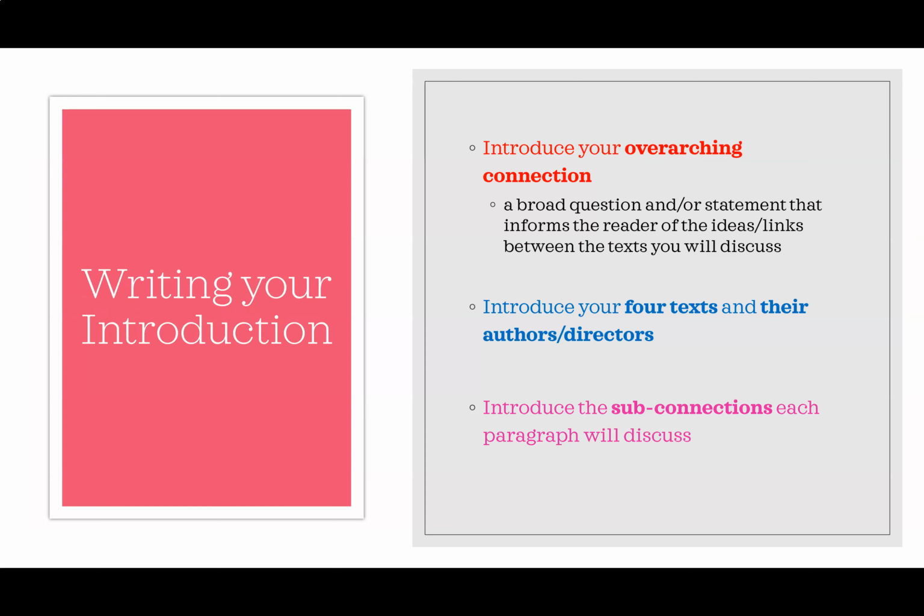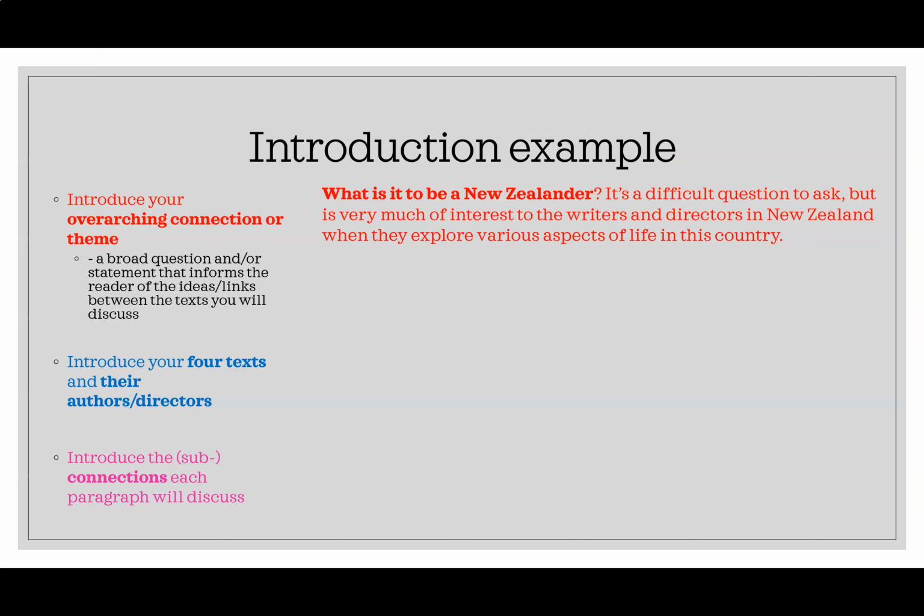Alright, let's have a look at what an introduction would look like. First of all, it's made up of 3 parts. So you'd be introducing your overarching connection, that is the broad question or statement that informs the reader of the ideas or links between the texts that you will discuss. The second step is to introduce your 4 texts and their authors and directors. Make sure that you've got those names correct. And also at the end of your introduction you will go over the sub-connections that each paragraph will discuss. Now let's have a look what that actually looks like in practice.